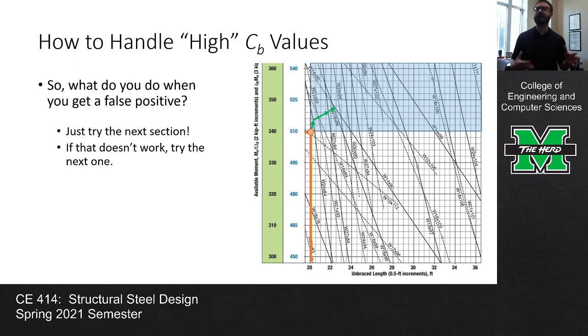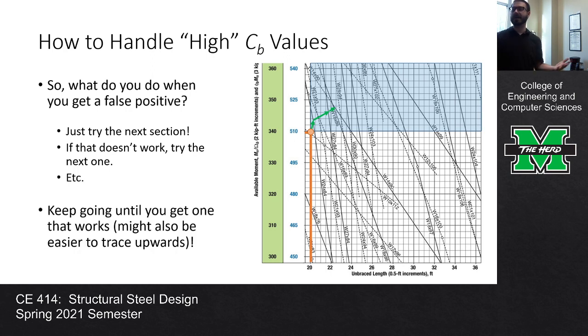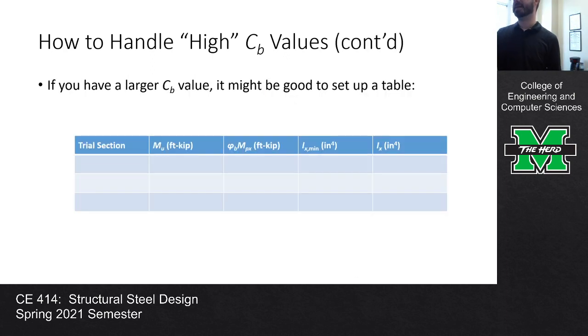Unfortunately, in this initial phase, there's a lot of page flipping. One of the things I recommend is to have two bookmarks, one for table 3-10 and one for table 3-2. So you can go to table 3-10, pick a section, go to table 3-2, look up its phi-MP. Go to table 3-10, find another section, go to table 3-2, look up its phi-MP. You'll just keep doing that until you find one that works. And as we mentioned in the previous lecture, if you can't find a section going this way, it might be easier to trace upwards, especially if you have a lot of lines that overlap on one another.